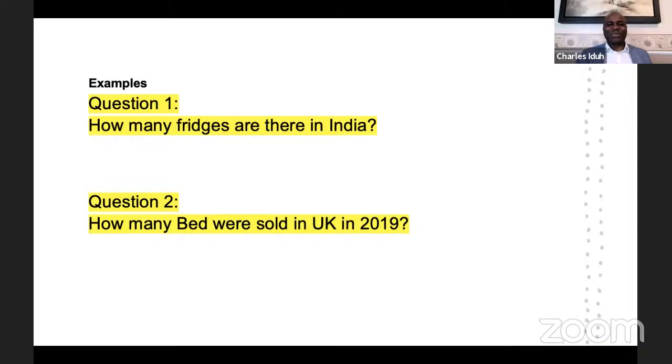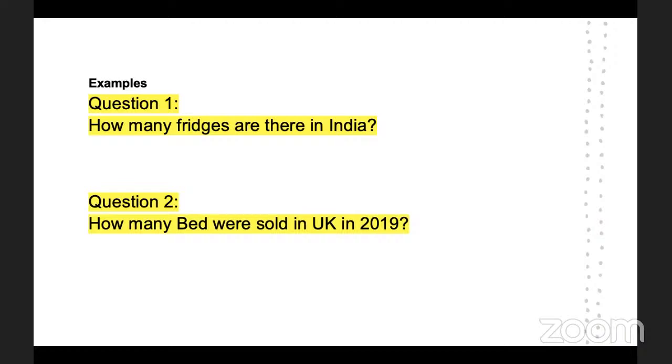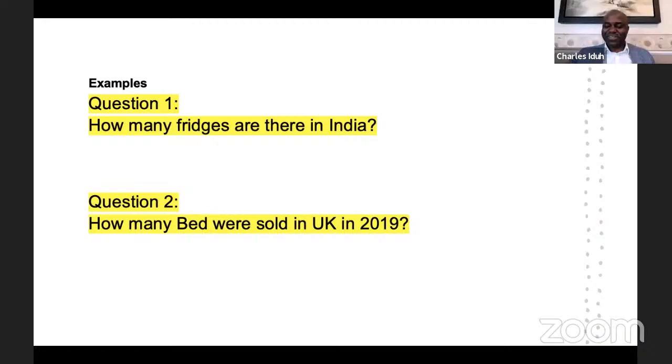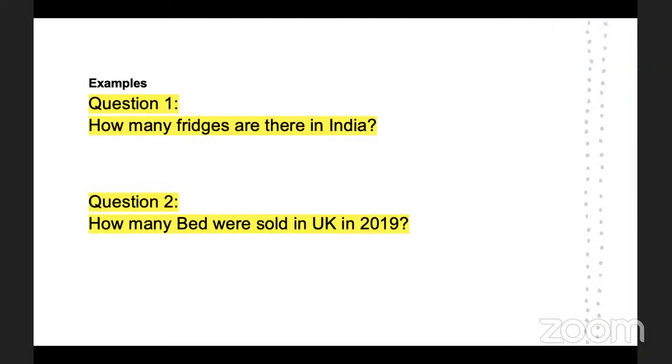I want an estimate as you go along, sir. On that note, I would say that the number of fridges in India can be 500 million. Half a what? 500 million. What's 500 million? That is 500,000.